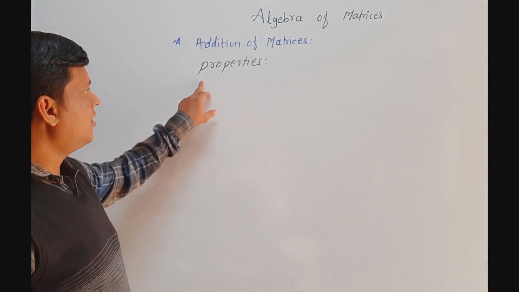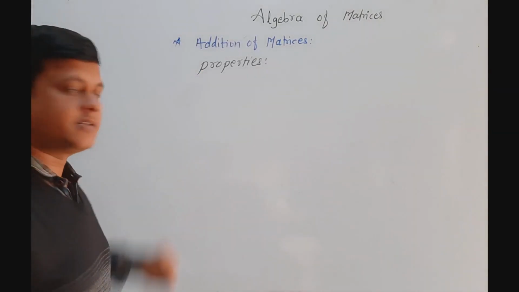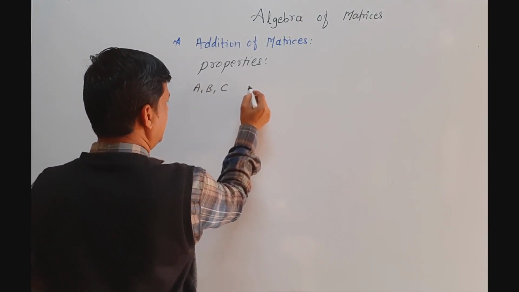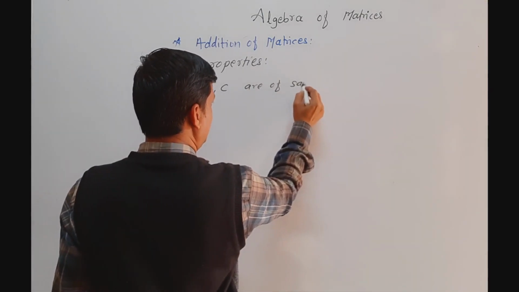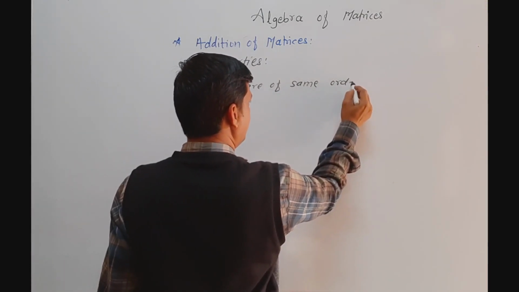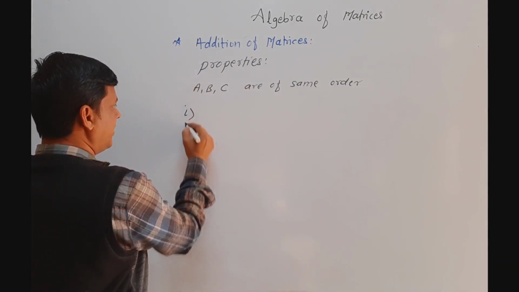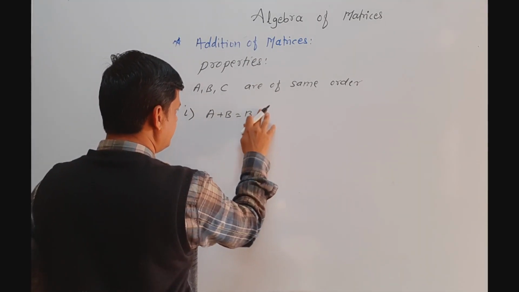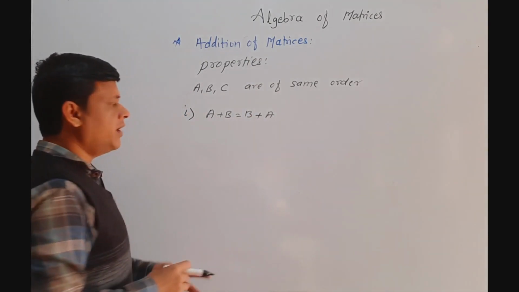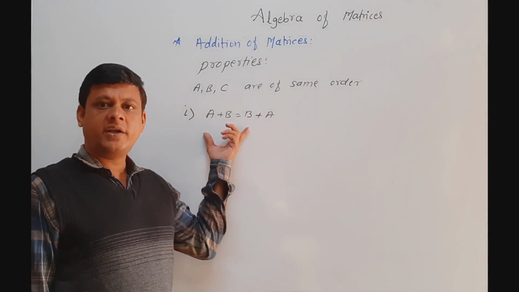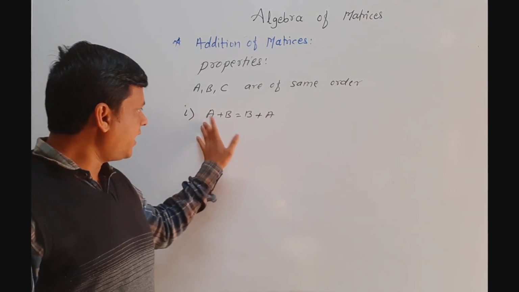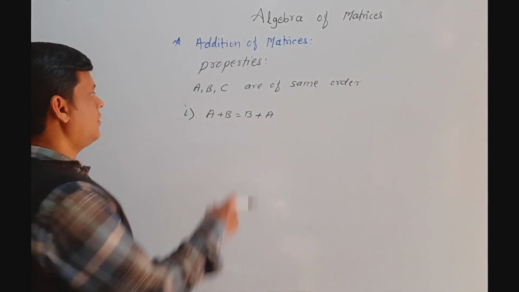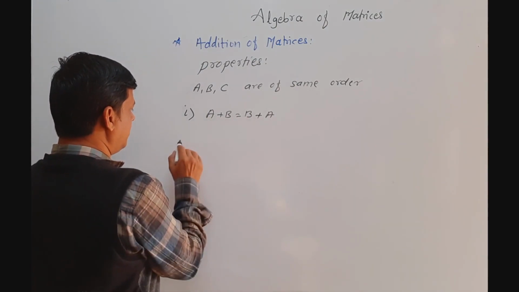Then we discuss properties of addition of matrices. So if we consider here matrix A, matrix B, matrix C are of same order, then we check the first property, that is A plus B is equal to B plus A. So this property we call commutative property. That means we can add matrix A with B or matrix B with A, then we get the same matrix. So matrix addition is commutative.